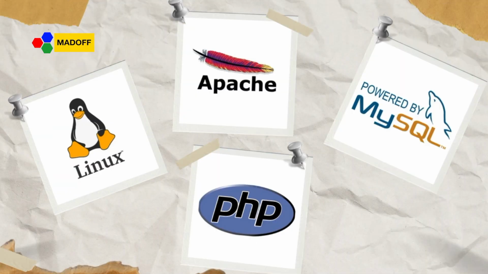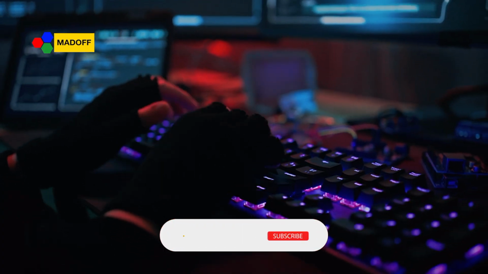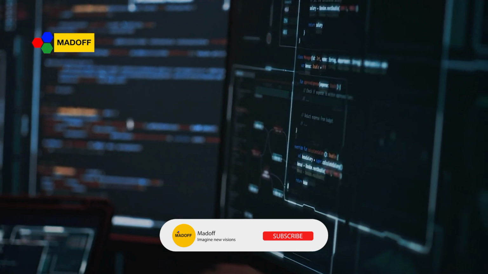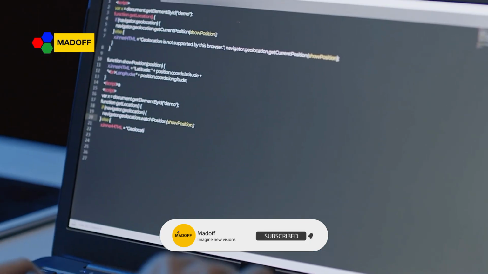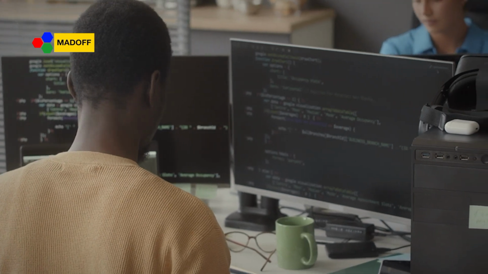The free software movement. Free software, such as Linux, Apache, MySQL, and PHP (LAMP), has created new opportunities for cooperation and development of software. It also influenced the programming culture, stimulating the exchange of knowledge and open access to resources.